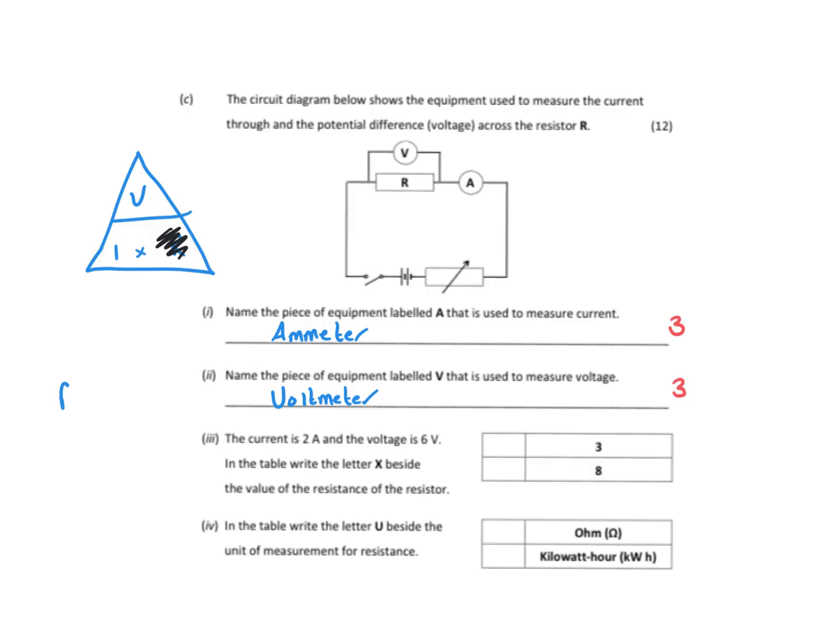So that means the resistance is equal to the voltage divided by the current. And now that's really going to help me. Because look, I have my 6 volts, I have my 2 amps for my current, so it's going to be 6 divided by 2, which is 3 amps.